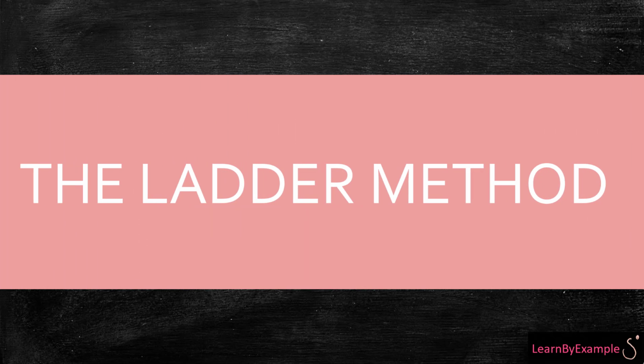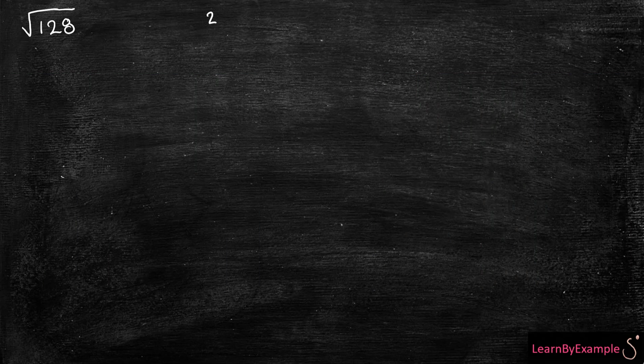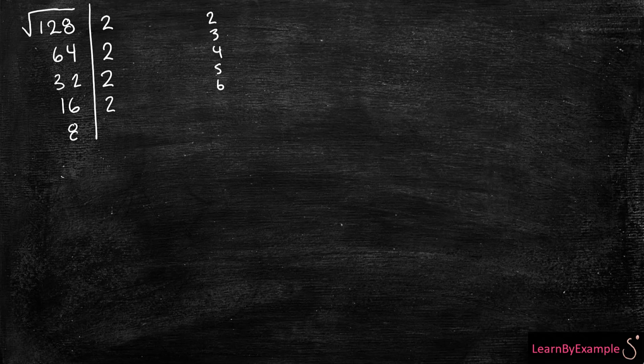Now the method we're going to do is called the ladder method, and we're just going to start off with an example. So we'll try the square root of 128. To do this method, you want to first write down a list of numbers going up by 1 starting at 2. So now if you divide 128 by 2, that's 64. You can divide it by 2 again, 32. You can divide it by 2 again, 16. And divide that by 2 again, 16 divided by 2 is 8.